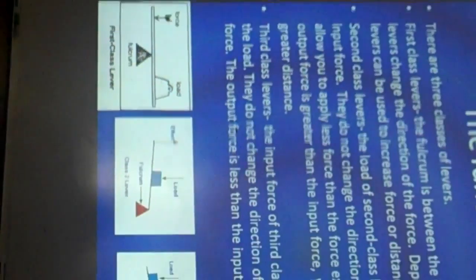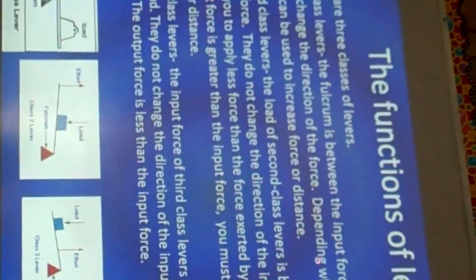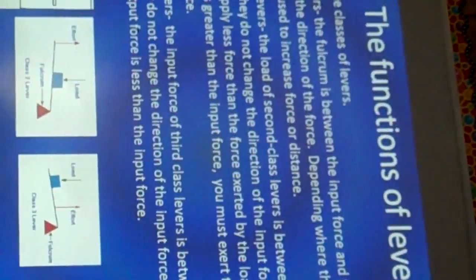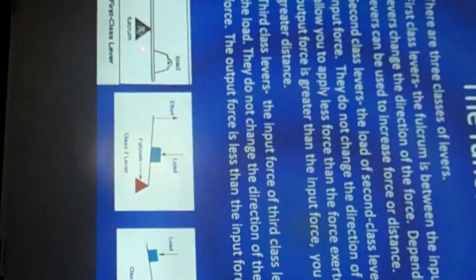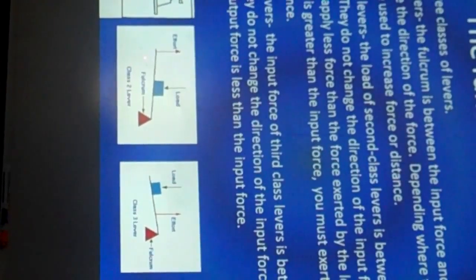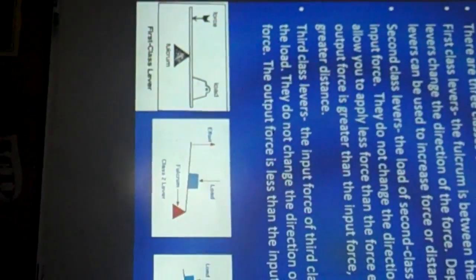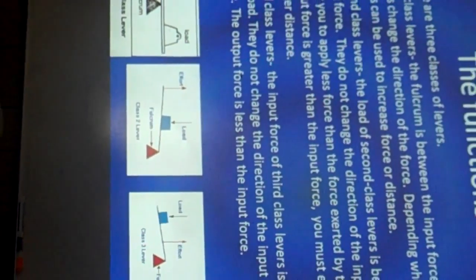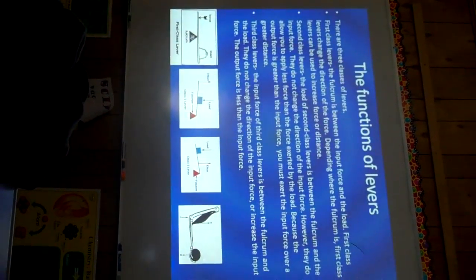First class levers change the direction of force, and depending where the fulcrum is, they can increase force or distance, and that's what a first class lever looks like. Second class levers, the load is between the fulcrum and the input force. They do not change the direction of the input force. They help you apply less force, but you have to exert it over greater distance.